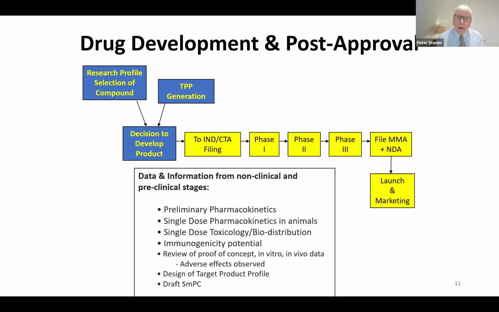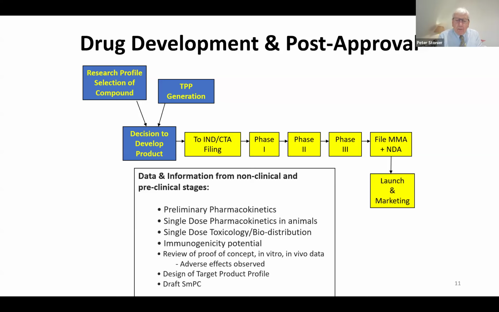The animal work occurs largely in the preclinical development phase, when we're concentrating the hits and more selectively developing lead compounds for potential clinical development. This is where the animal work takes place. So we have single-dose toxicology as well, and biodistribution. We have immunogenicity potential looked at at this stage.